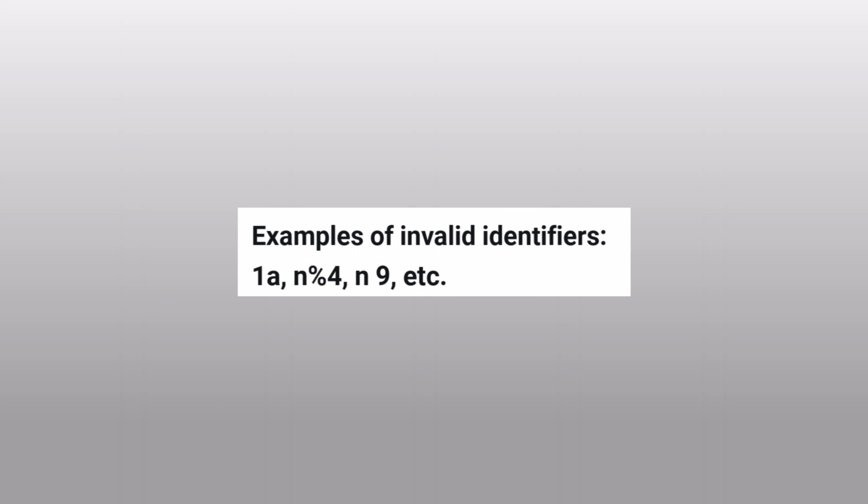Now I'll show you some invalid identifiers. 1a, this is invalid because 1 is a digit. n percent 4, here percent is a special symbol, that is why it is not a valid identifier or variable name. 9n or n space 9, this is also not valid because inside the n and 9 there is a space between the two characters.